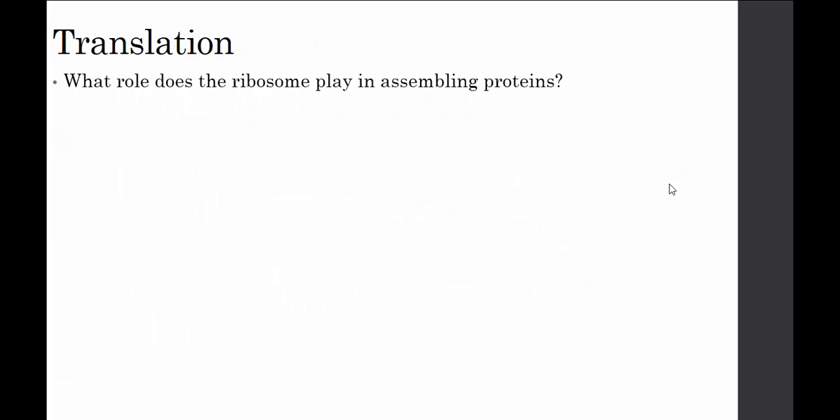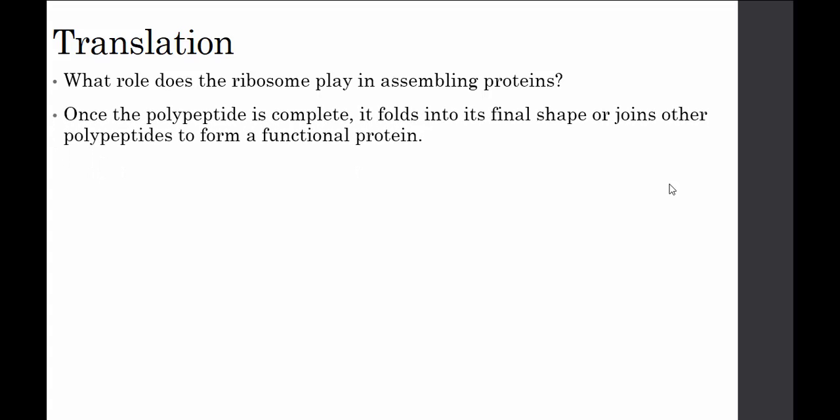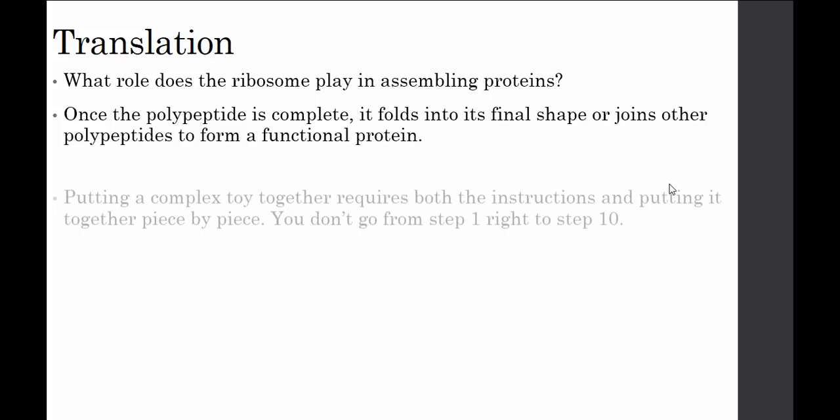All right, translation. Well, what role does the ribosome play in assembling proteins? We said ribosomes are the site of protein synthesis. They make proteins. Well, what does it actually do in assembling the proteins? Once the polypeptide is complete, it folds into its final shape or joins other polypeptides to form a functional protein.